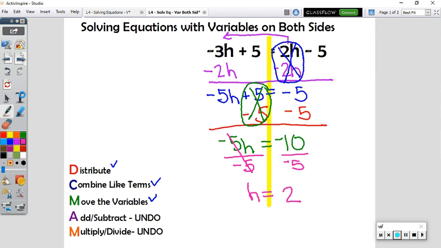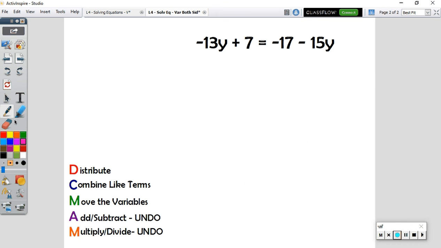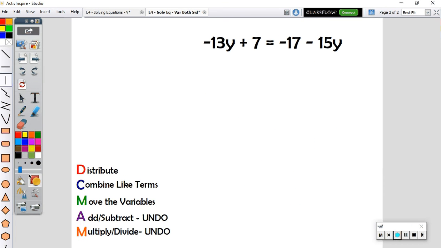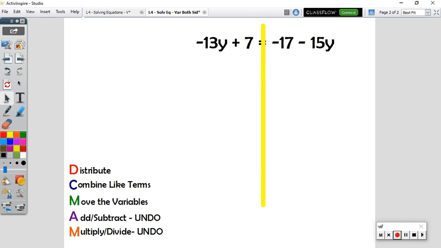So let's try one more. Check your answer on this one. Again, I'm going to start off by drawing my line down that equal sign because I like that dividing line. I'm going to double check and see, do I have anything to distribute here? No parentheses, so nothing to distribute. I'm going to see if I have to combine like terms. No like terms here. Check the other side. No like terms over here. So that step is done.